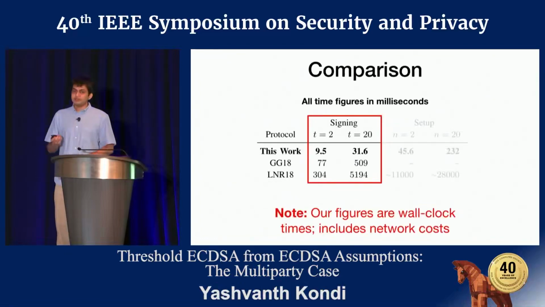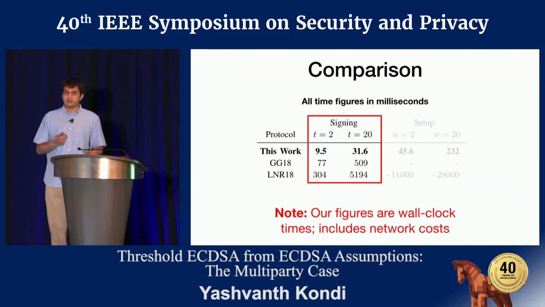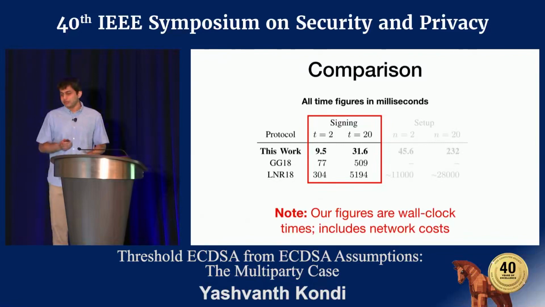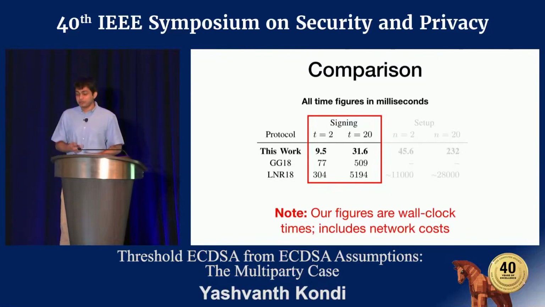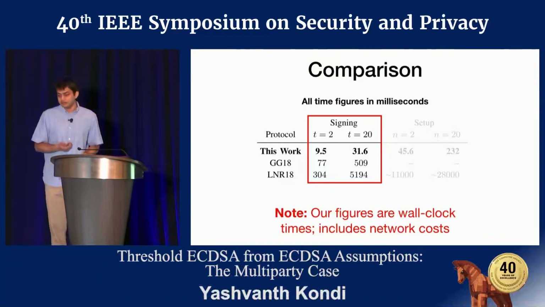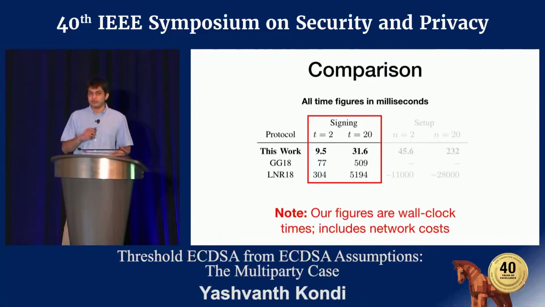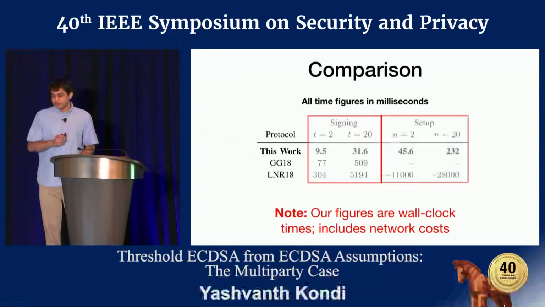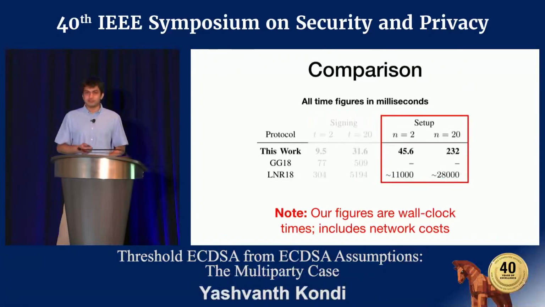So to compare with concurrent works, we looked at the LAN benchmark setting specifically because that's what they implemented as well. All figures are in milliseconds, and right, our work log times, which include network costs, are an order of magnitude better than the next best work, even in the low and high threshold settings. And we find the same to hold for setup costs as well.